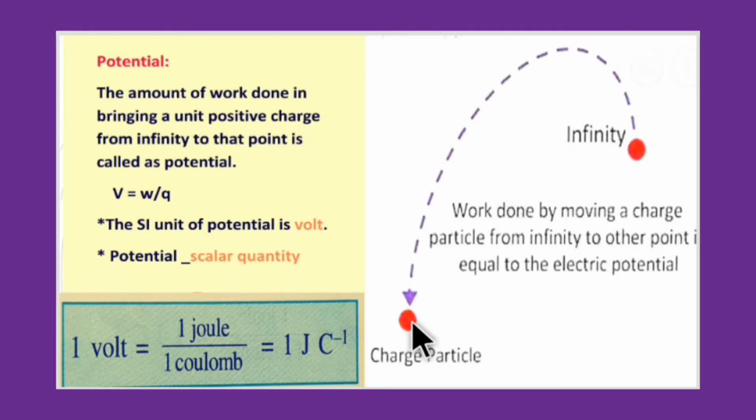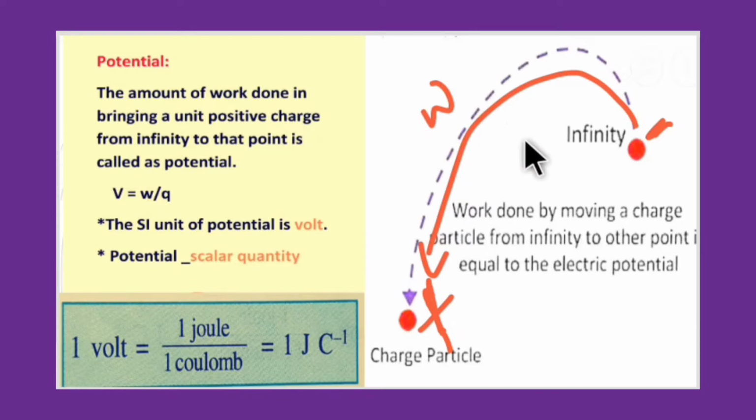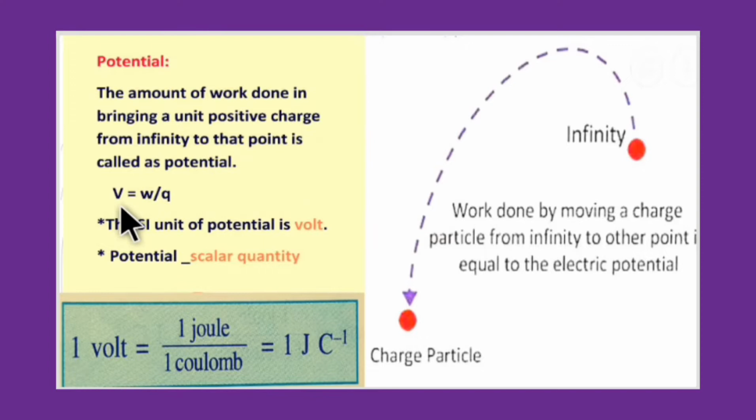Suppose here there is a positive charge particle, and here there is a negative charge. How do we bring this? Both are unlike charges, positive and negative, and they will attract each other. While attracting also, some work is involved. The work is done by the attractive force this time. So this is called potential, and we can write potential V is equal to W by Q.